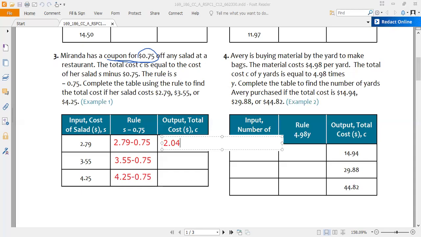Okay. And then we have the second, same. We will do the minus with alignment of decimal. So if we have 3.55 minus 0.75, when you calculate it, it will give you 2.8. Okay, third one, same as it is, we will do 4.25 minus 0.75, it will give you 3.5. So we have the answer for this table also.